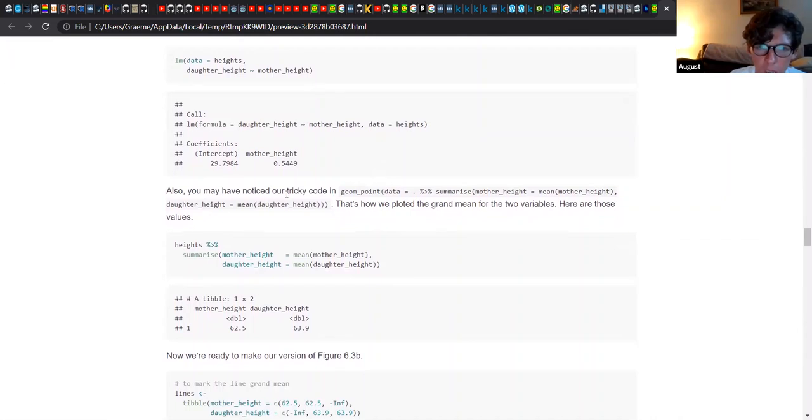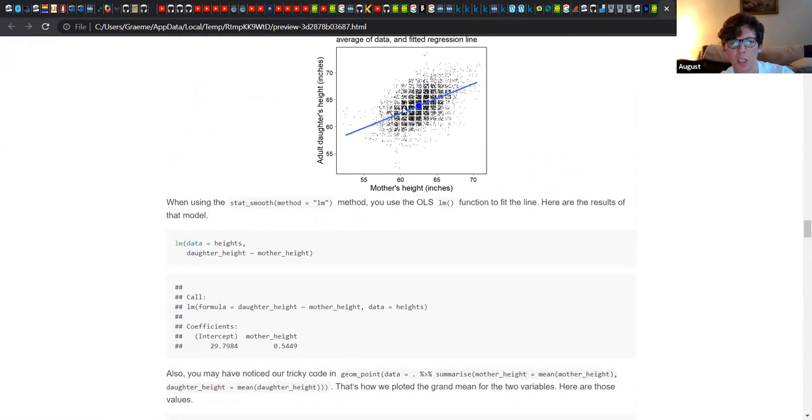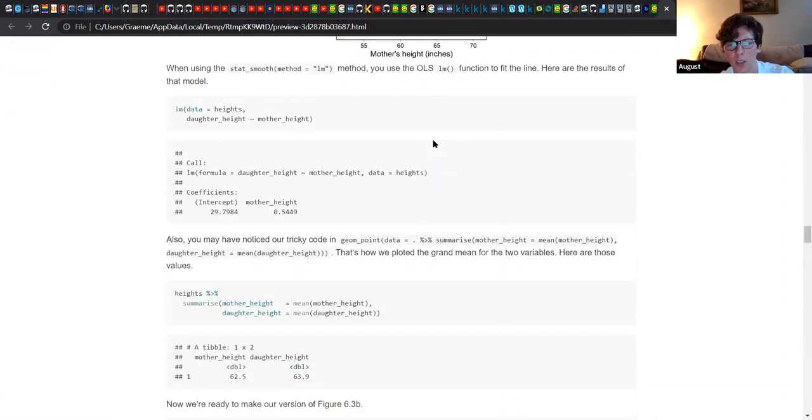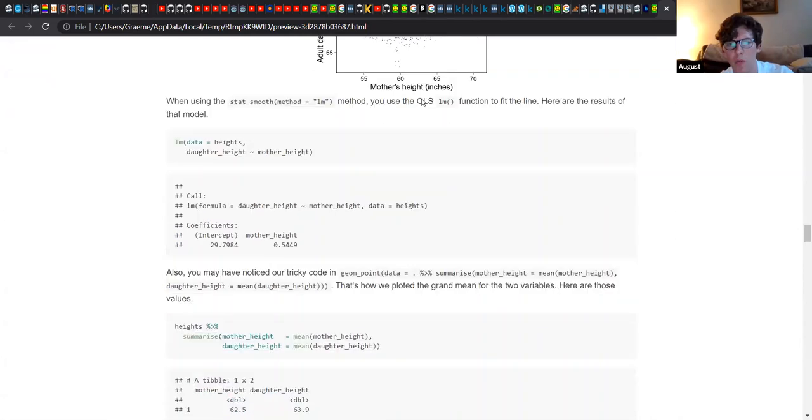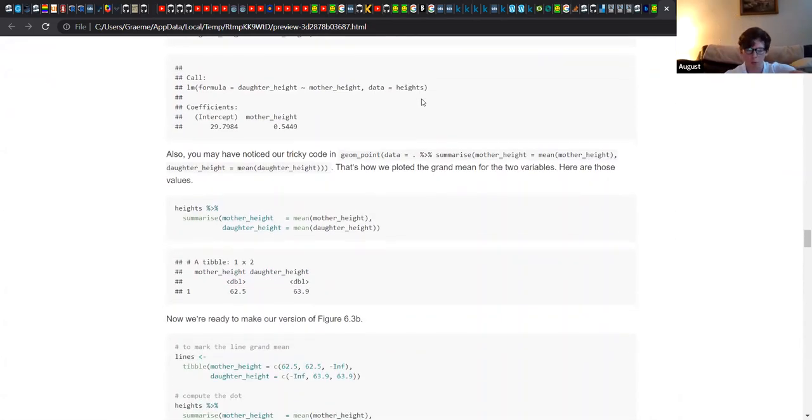As you may have noticed, our tricky code, the on point data dot blah blah. That's how we plot the grand mean of two variables. Oh, that's how they plot it. So this is the grand mean, the one between the two means. They didn't just use a normal mean, they used the grand mean of the two variables. They did that by taking the data and summarizing that.